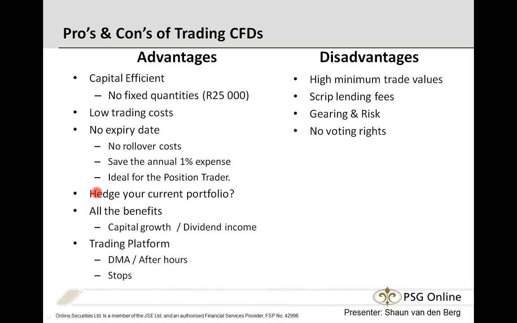I have a question here regarding hedging. I prefer single stock futures, but you still have all the other benefits of capital growth as well as dividend income with trading CFDs. I like CFDs. I just find that they're much simpler to understand. The trading platform is very similar to your single stock futures. You still have DMA. You still have after-hours, being able to place your orders after hours. Things like that. As I say, the disadvantage is the scrip lending fees. And again, if you don't understand gearing and risk, it can be a disadvantage. But again, I still believe that there are more advantages than disadvantages.